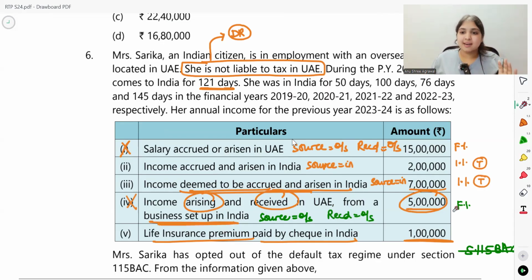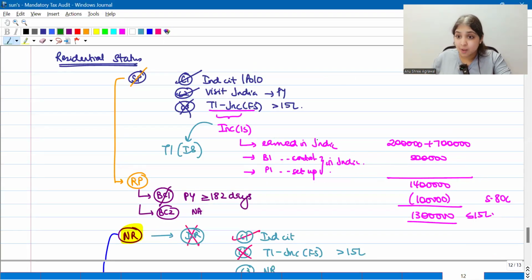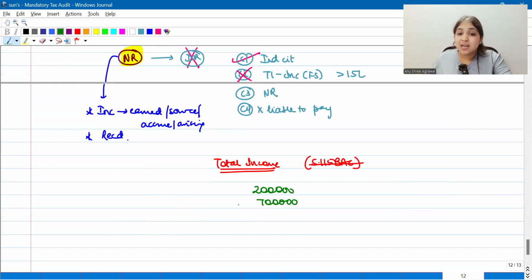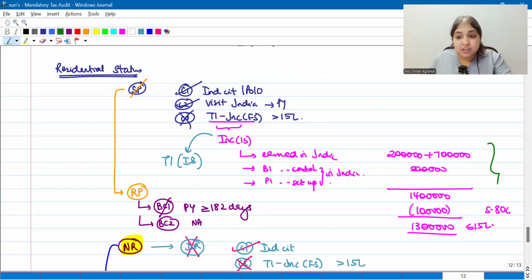Because the assessee is an NR, I will not consider this in the scope of total income. You're understanding? I'm not contradicting at all. Over here, I did consider this income. But now in my total income computation, I am not considering this income. Understand that there are two different calculations. This calculation I did only for this 15 lakh criteria.